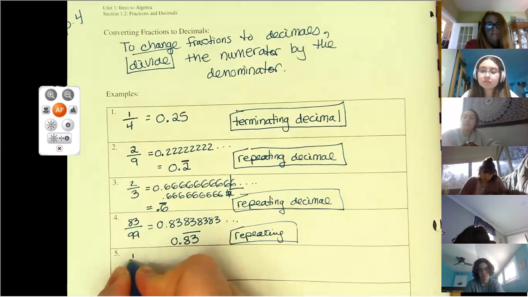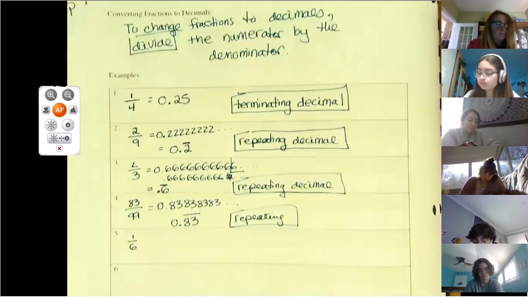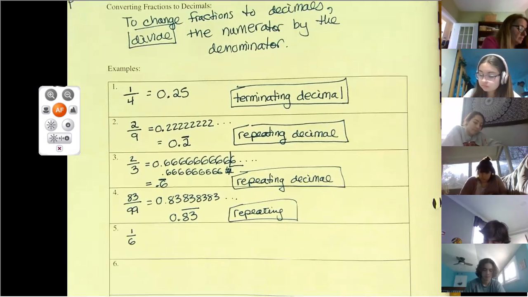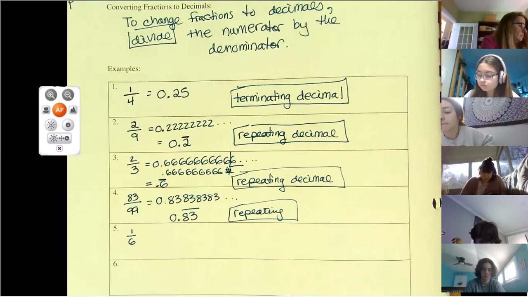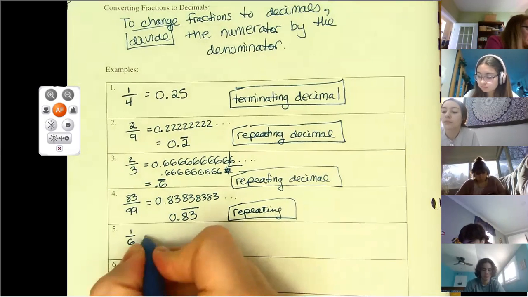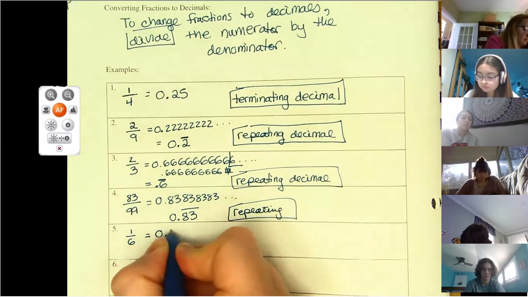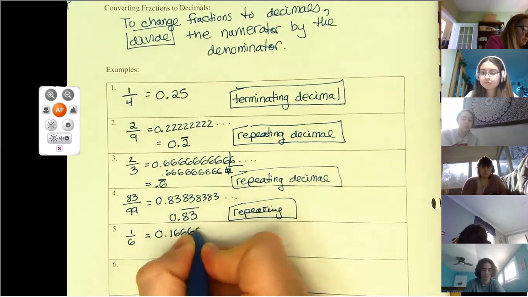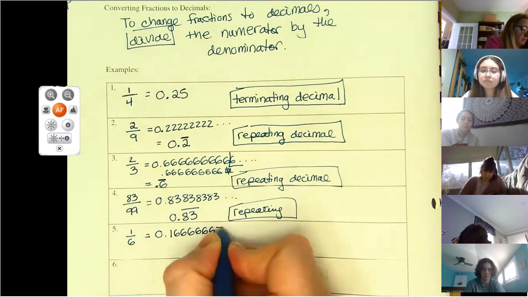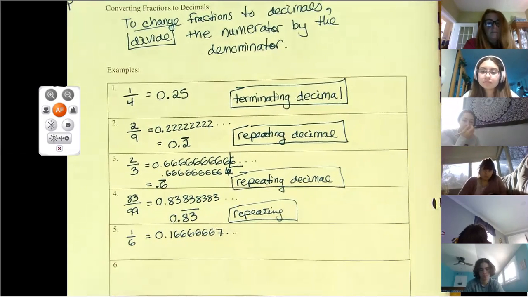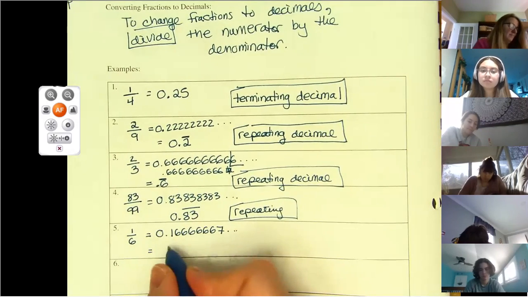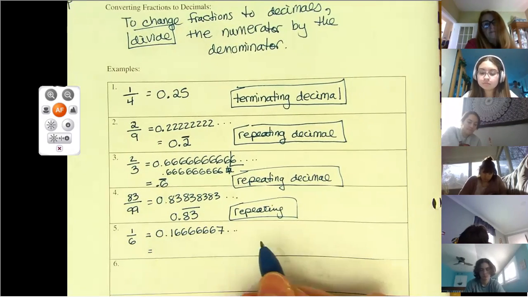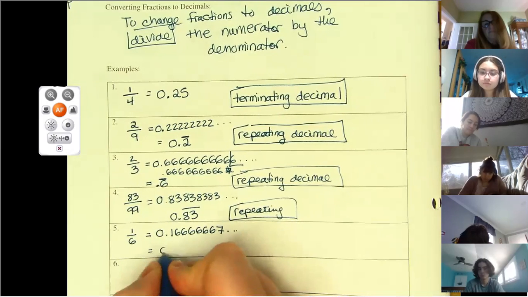You're going to do the next one. 1/6. I hope you can see, by the way, why we need a calculator for these. We could do a lot of division by hand, but that would be unpleasant. So 0.166666667, but again, we don't care about the 7.